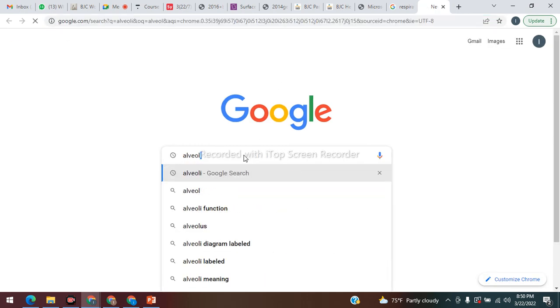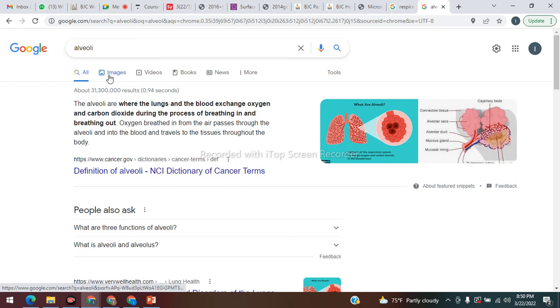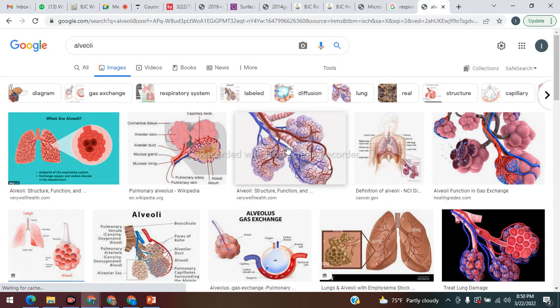Has anyone ever seen alveoli before? We did this before. I saw them in grade 6 before.